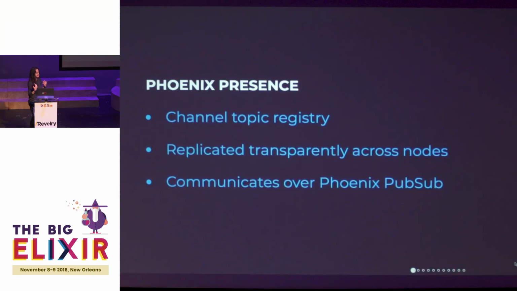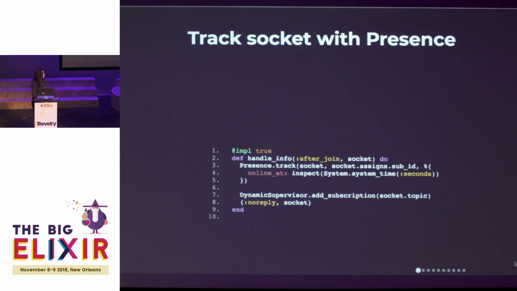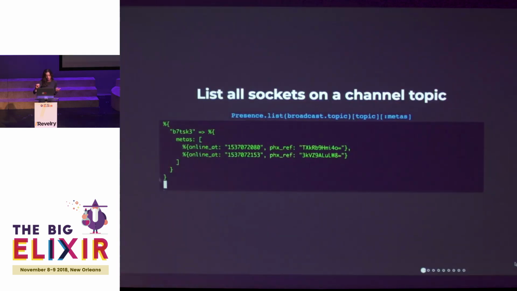But Phoenix Presence has exactly what I wanted, right? It is a channel topic registry, basically. It's replicated transparently across nodes, and it communicates over the Phoenix PubSub. So to make this work, all you really need to do in your channel module is say Presence.track, give it the socket, and whatever information you'd like to track. Here's an example of some information that Phoenix Presence would give you by using Presence.list. Here we have a channel topic, and then we have a list of metas, and those are just representations of the sockets that are joined on that channel topic. We have 2 in this case.